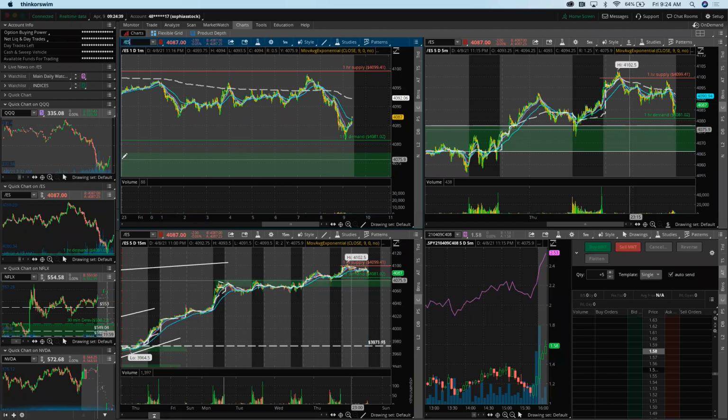For those who are new, never trade the first 10 minutes of the market. Wait the first 10 to 15 minutes of the market before you take a trade. I've been doing this for a while, so I take a little bit more of a risk if I see a setup that I like early on.